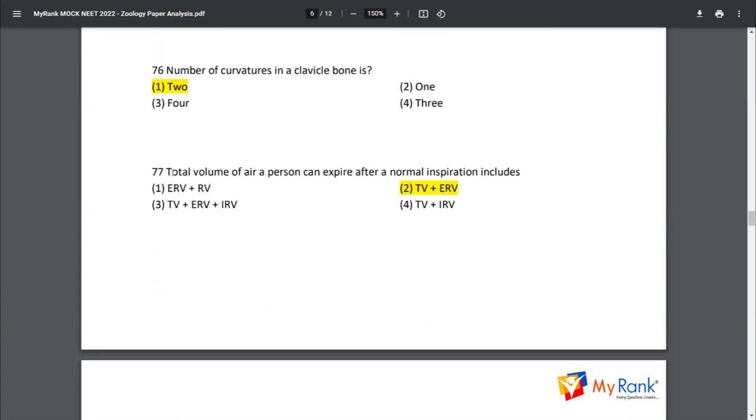Now question number 77. Total volume of air a person can expire after normal inspiration. So here the statement simply means expiratory capacity, which is nothing but the total volume of air a person can release after a normal inspiration. Now amongst the following, what represents the expiratory capacity? Expiratory capacity is tidal volume plus ERV, expiratory reserve volume. So option 2 is the correct answer.